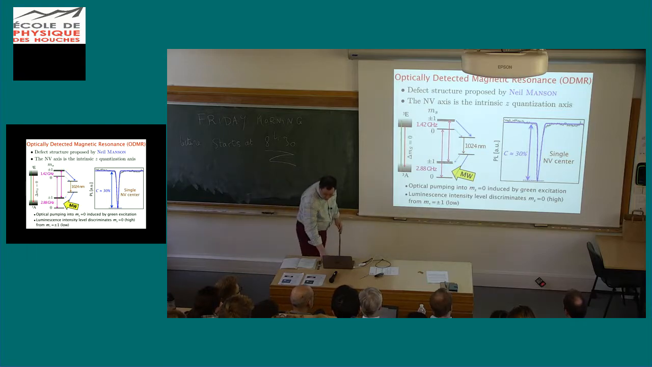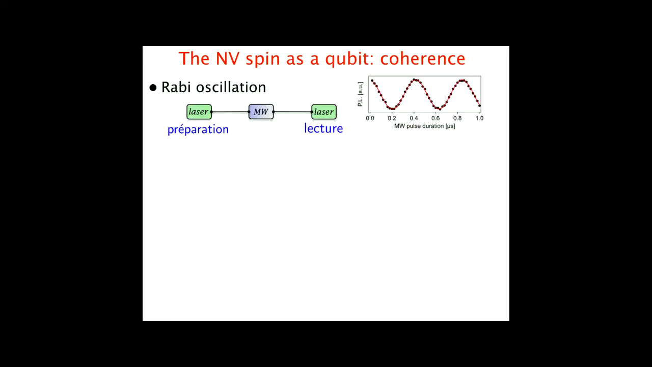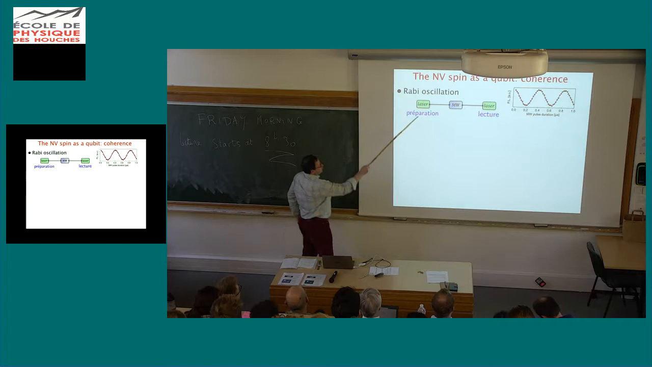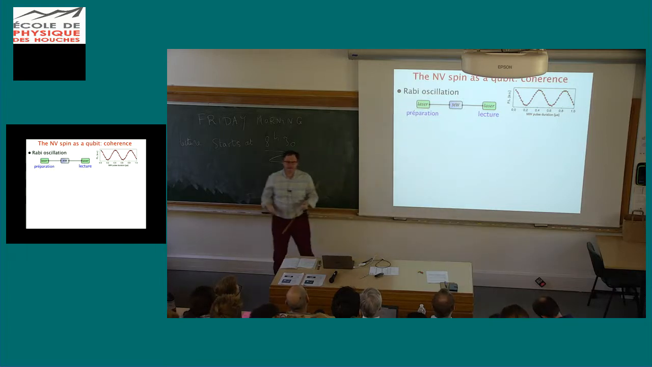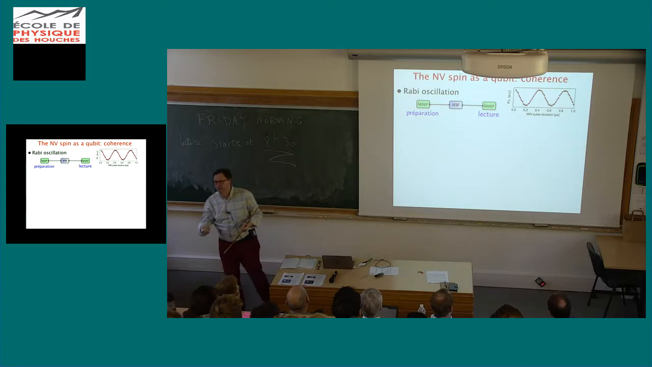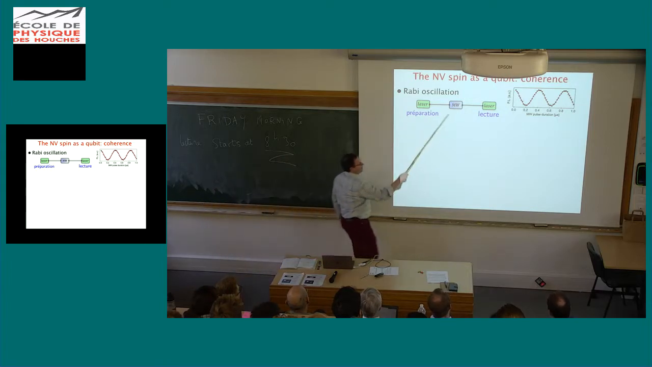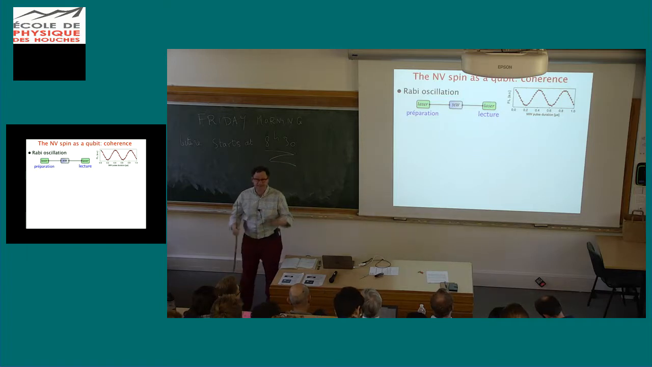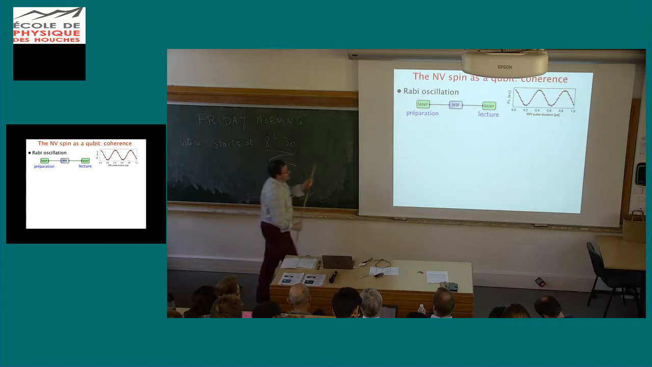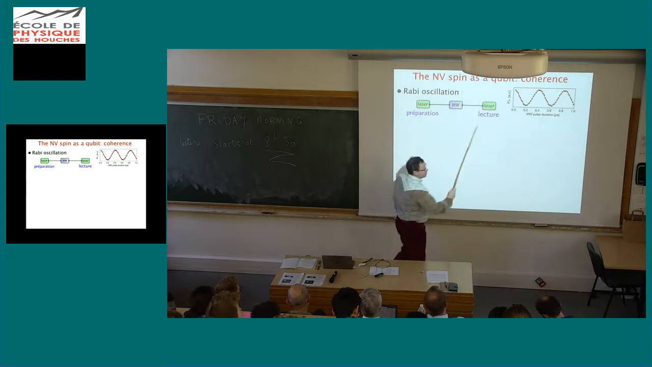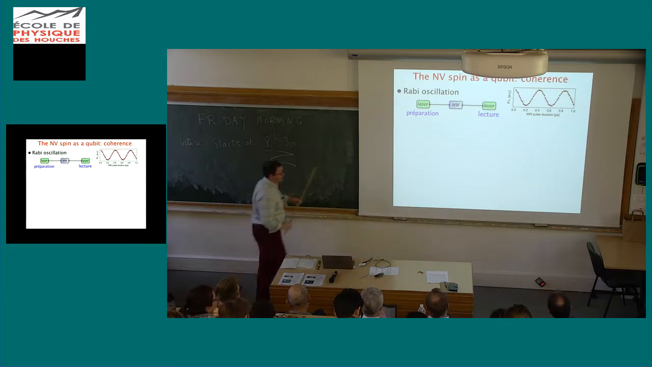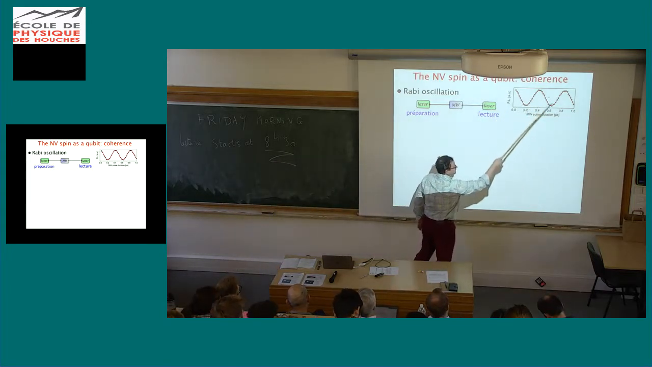And now we have everything to play with this spin as a qubit, for instance. We can do Rabi oscillations. Sorry for the slide in French. We apply a first laser pulse. This pulse pumps the population into the ms equals 0 state. Now we have the microwave, which will, for instance, induce Rabi oscillations between the ms equals 0 state and the ms equals +1 state. Then we apply another laser pulse to measure which state the system has ended in. And we can, like that, observe the Rabi oscillation.